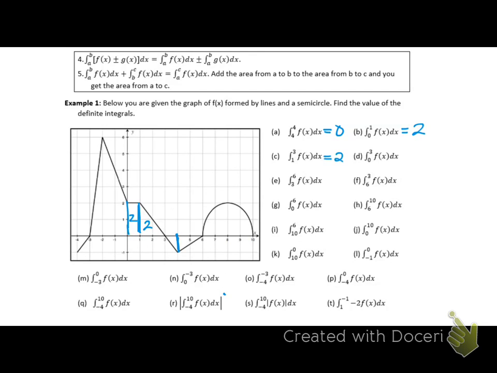So to get from 0 to 3, I would add 0 to 1 and 1 to 3. So 2 plus 2, which is 4. Now I have from 3 to 6. Now keep in mind, this is an area under the curve, under the x-axis, which means it's negative. And it would be base times height, so 3 times 1 divided by 2, so 3 over 2. So that's a negative 3/2 area.